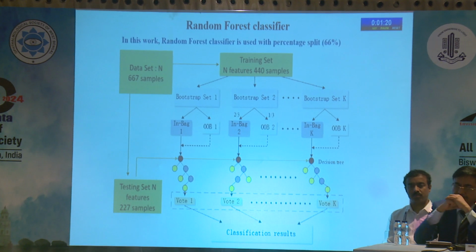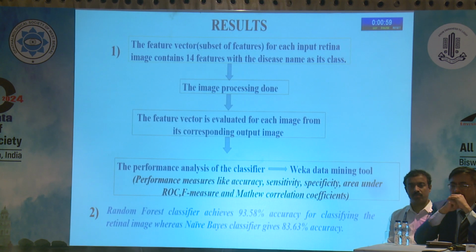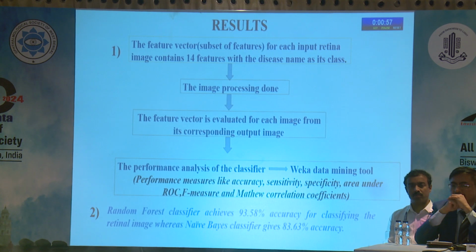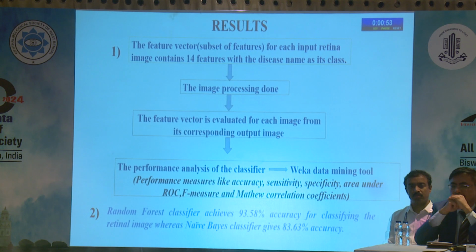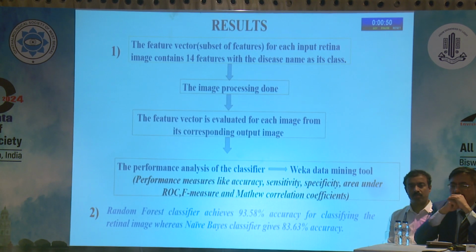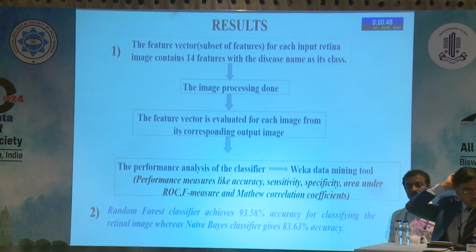So now the random forest classifier is applied, where there are 440 training set and 227 are testing set. Bootstrap sampling is done, and for each bootstrap sample, one decision tree is drawn, where only one outcome comes, and the final outcome is based on majority voting. And for the result, the feature vector for each input retina contains 14 features with a disease name as its class. The image processing is done, and the feature vector is evaluated for each image from its corresponding output image.